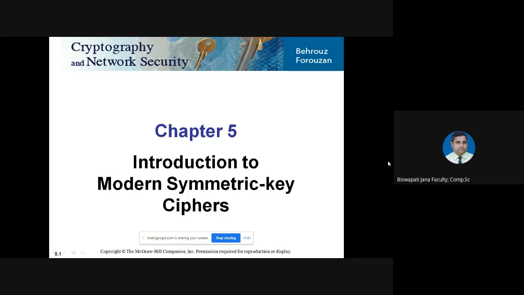Symmetric key means what? What is the symmetric key? Symmetric key means the same key, which is a shared secret key. And the key is symmetrical, meaning the key is present on the sender and receiver side. It means the same key is used for encryption and decryption.